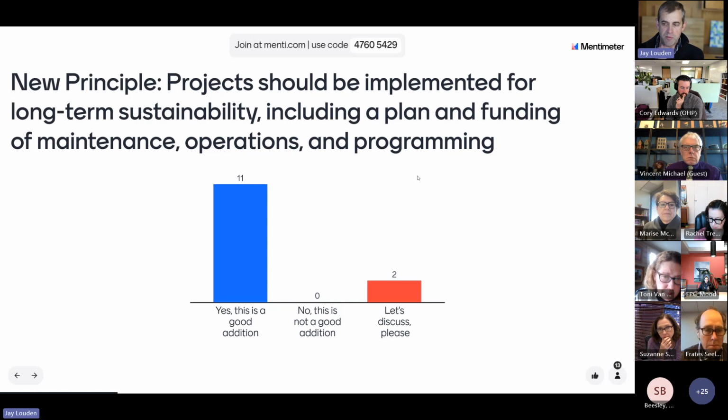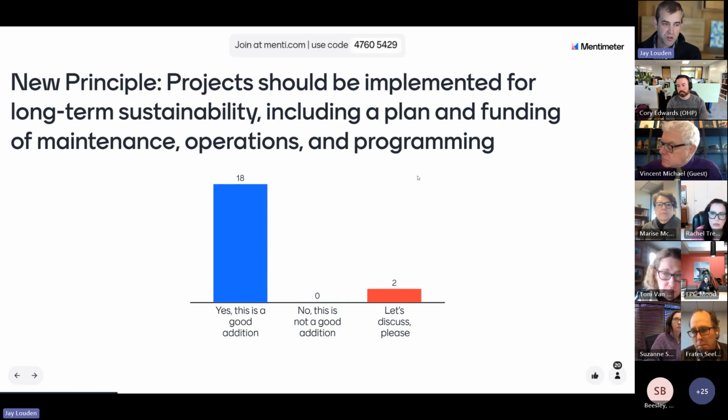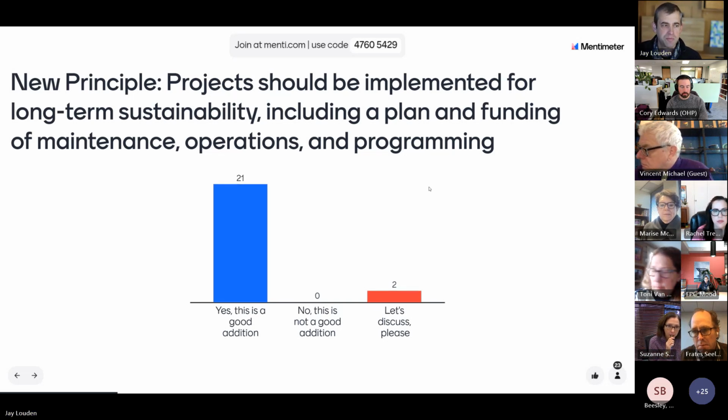And Derek, I see your comment: this feels like a screening criterion, not a guiding principle. I think as we work towards the implementation of the criteria and the guiding principles, we're going to find that the guiding principles are going to be screening criteria. That would be my guess as to how our eventual methodology is structured, but that's the next phase. For those who've said let's discuss, do you want to jump in with comments? This is Derek, that was my comment.